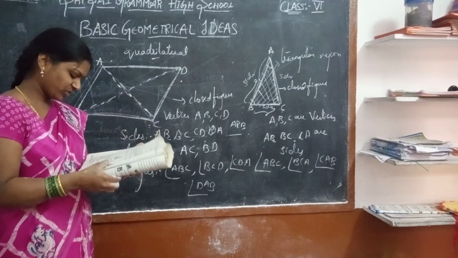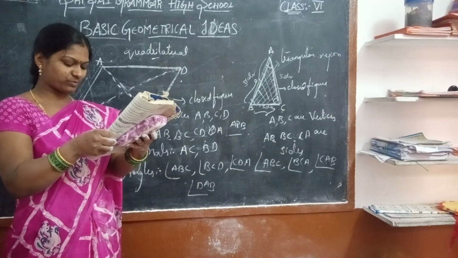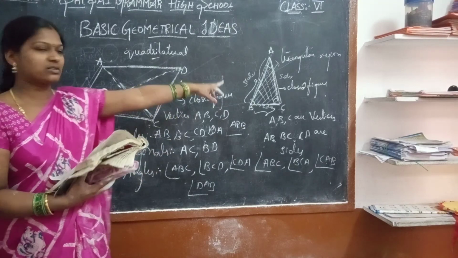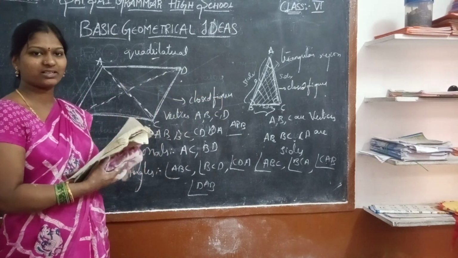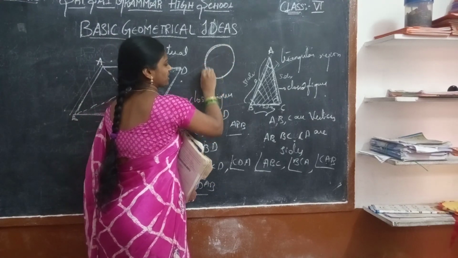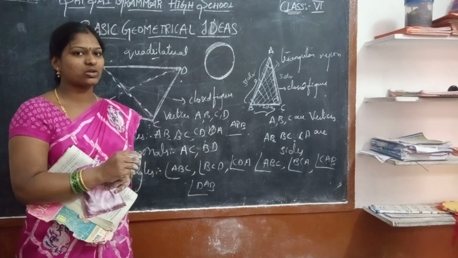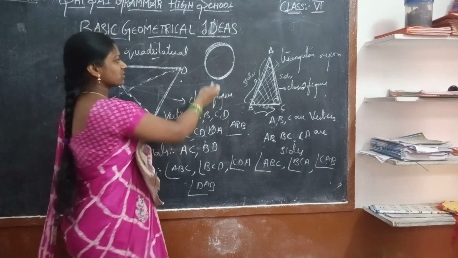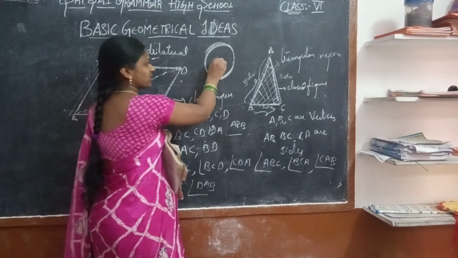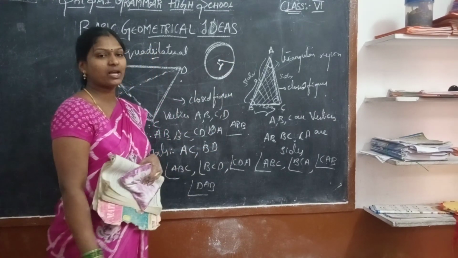Now, a circle is a simple curve in which each point on the boundary is at an equal distance from the center. The fixed distance is called the radius. Now, about the triangle and quadrilateral, you understood? Now let us move to the circle. It is also called a closed figure. In this closed figure, the point in the middle, extended to the boundary by a line, is called a radius.